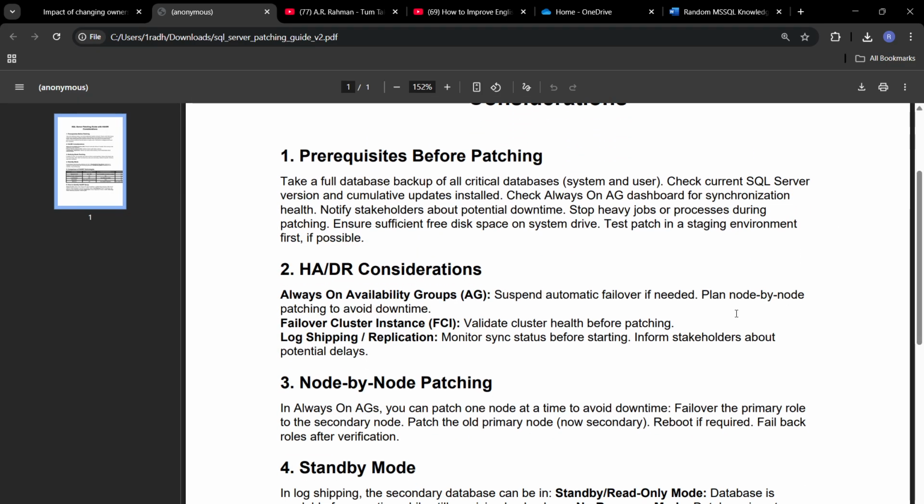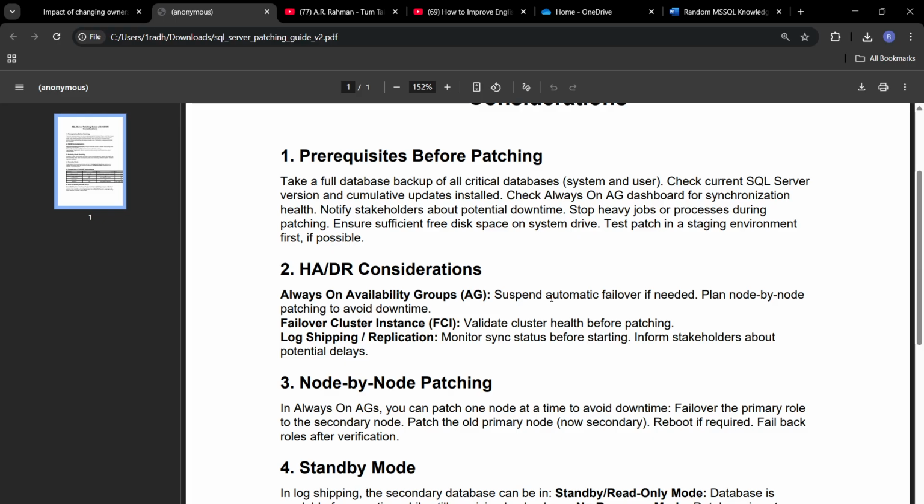Okay, so these are some prerequisites before doing any patching. Now, when I am talking about high availability, what is high availability and what is DR? DR means disaster recovery. In my previous video I shared this with you and also told you about log shipping, mirroring, and high availability and disaster recovery. If you have not watched that video yet, you can watch it on my YouTube channel, on the same playlist in which this video is.